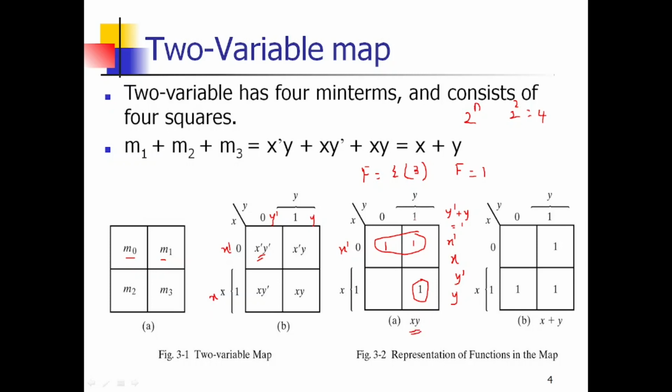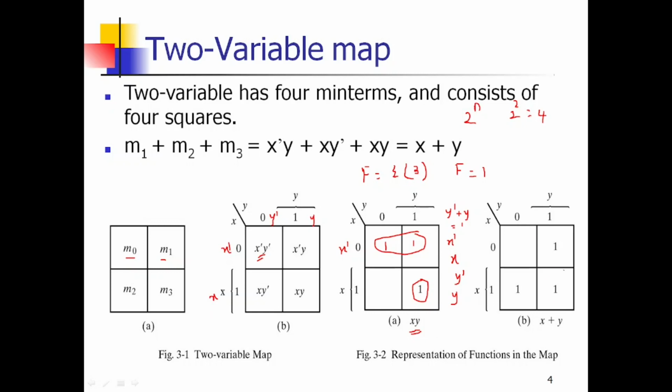So for mapping, first we have to go with the priority. First priority is given to quad possibility. If we don't have the quad possibility, then we have to go with the pair possibility. And if we don't have the pair possibility, only after that we go with the single ones. So for this Boolean function, f is equal to summation of 3, we have the Boolean function f is equal to xy.